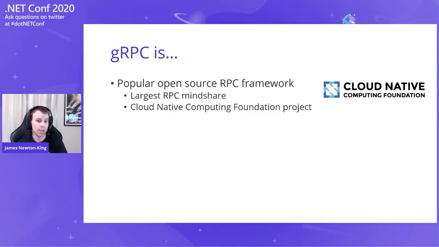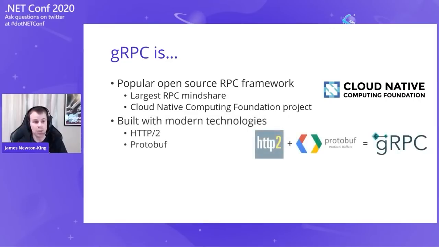gRPC is not new. It was originally open-sourced in 2015, but it's built with modern technologies. It's a union of HTTP2, which is its transport protocol layer, and protobuf, which acts as gRPC's serialization technology for its messages, and also its language-neutral contract language.